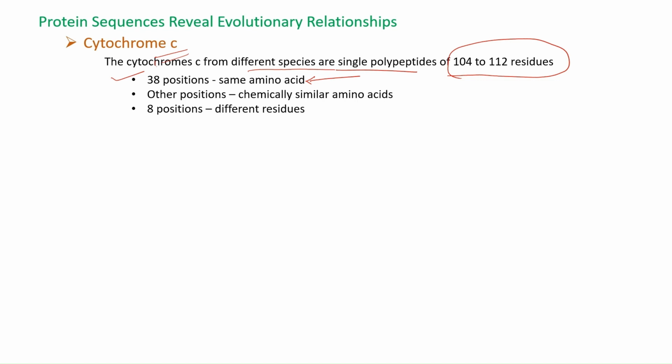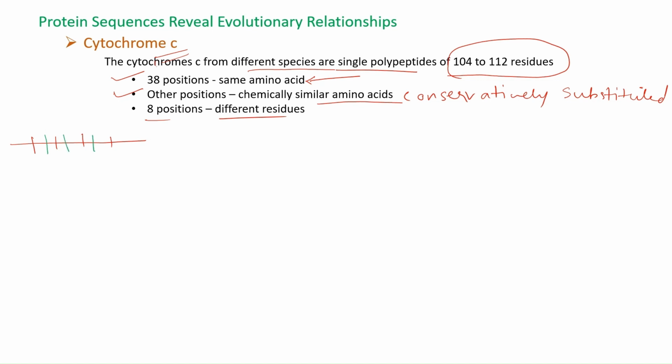That is, the same amino acid is present in these 38 positions in cytochrome C of all the species. So these 38 positions are highly conserved. There are positions where little variation is allowed, but the variation should be a chemically similar amino acid. That much variation is allowed. This is known as conservatively substituted. There are positions where different residues are present. So in a stretch of 104 to 112 residues of cytochrome C, there are positions where the amino acids are highly conserved. Then there are positions where amino acids are conservatively substituted. That means chemically similar amino acids can replace them. And there are positions where very different amino acids are found.